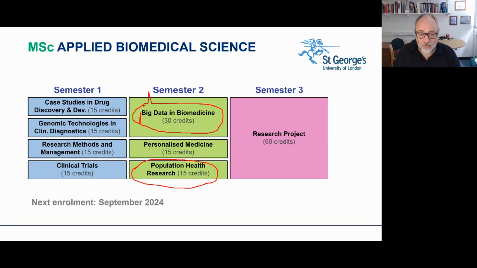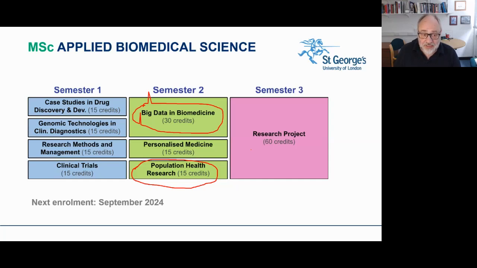And then we have a module on personalized medicine, obviously one of the central areas of interest in modern medicine. And then from April onwards until July or so in semester 3, you would do a research project by joining one of the research groups at St. George's.